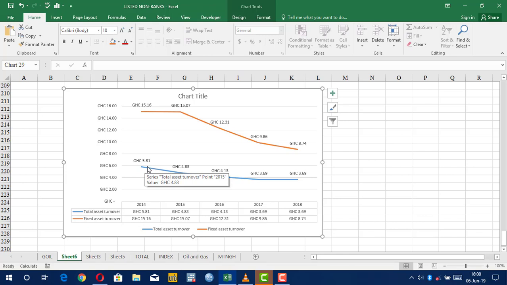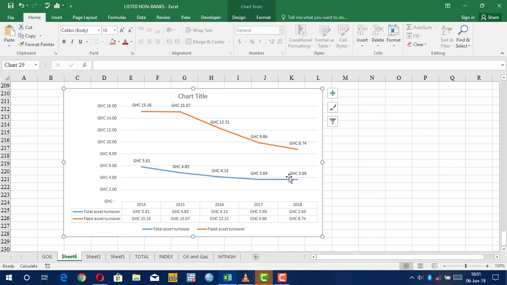So if you spend 1 cedi on an asset, it contributes 5 cedis 81 pesewas to the company in terms of revenue. Let's look at 2014. For 2014, total asset turnover was 5.81, and 2015 declined to 4.83. 2016 declined further to 4.13, and in 2017 declined further to 3.69, and then appreciated a bit in 2018 to 3 cedis 69 pesewas. Sorry. It tells us that over the years the company's total asset turnover has been on a declining trend. Every cedi that a company spends on assets contributes these amounts to revenue in the organization.